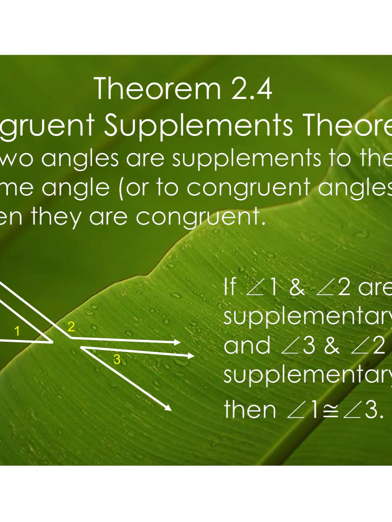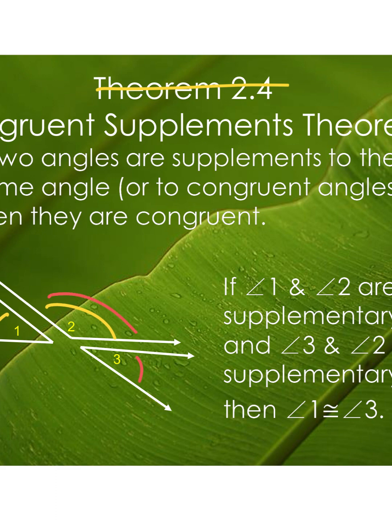So this is theorem 2.4. Again, you don't have to worry about the number. Just know what it is and what it stands for. So the congruent supplements theorem is if two angles are supplements to the same angle or to congruent angles, then they are congruent. So if angle 1 and angle 2 are supplementary, and angle 3 and angle 2 are supplementary, then angle 1 and angle 3 are congruent. Let's say that. So 1 and 2 are supplementary.